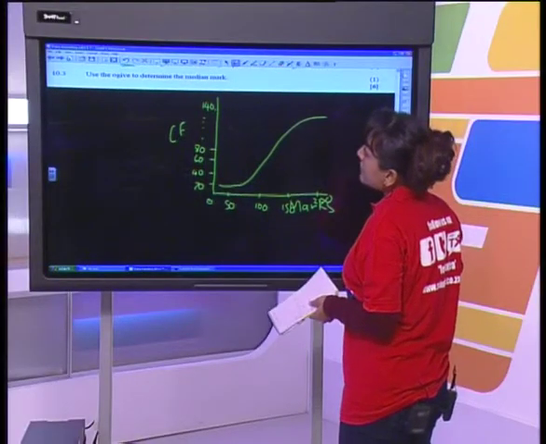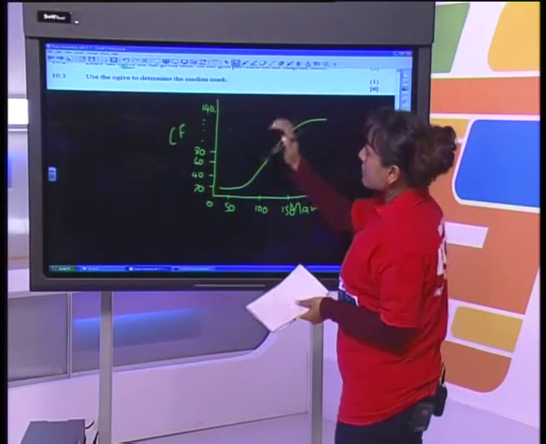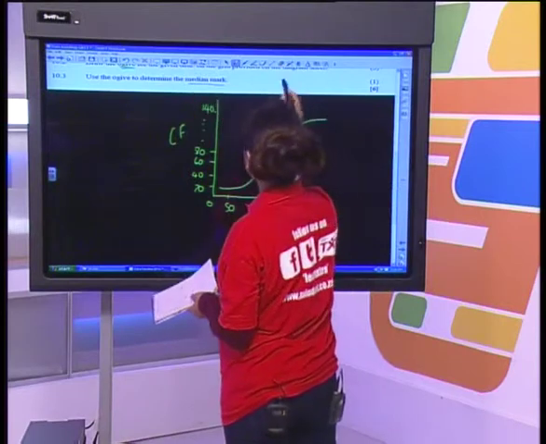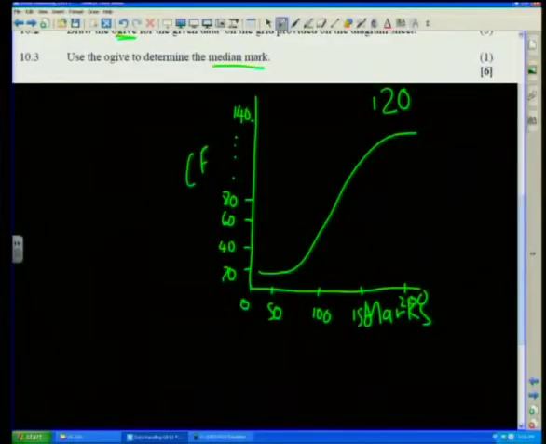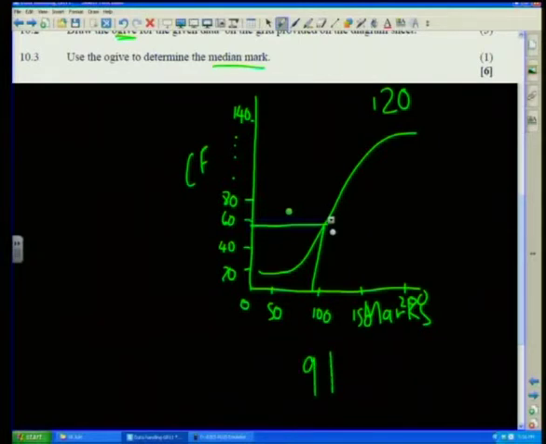They then say use the ogive to determine the median mark. Remember, the median is the middlemost mark. We were dealing with 120 people here, so the middlemost mark will occur at the point 60. You would go across from 60 and drop down. Obviously, yours is going to be more accurate than mine. You will read off from your graph that the median mark was actually 91. Okay, so guys, I flew through that, I know, but hopefully you got the gist of it.